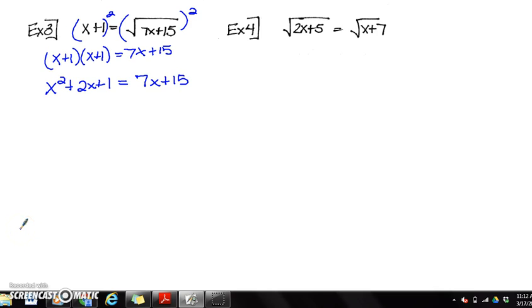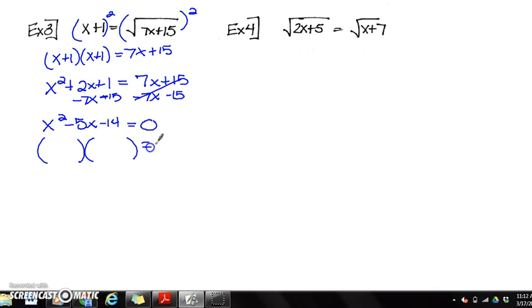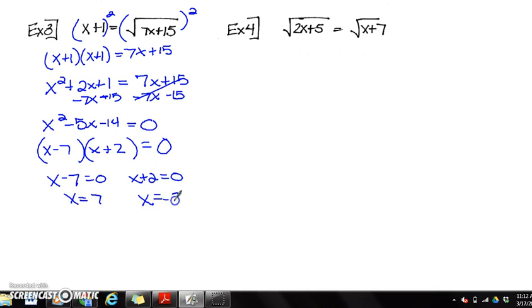We are then going to have to move everything to the left to get it set equal to 0. I'm going to subtract the 7x. I'm going to subtract the 15. This all cancels out and goes to 0. X squared minus 5x minus 14. Then you factor. Factors of a negative 14 that add to a negative 5. Well, it's going to be x minus 7 and x plus 2. So x minus 7 equals 0 and x plus 2 equals 0. So x equals a positive 7 and x equals a negative 2.